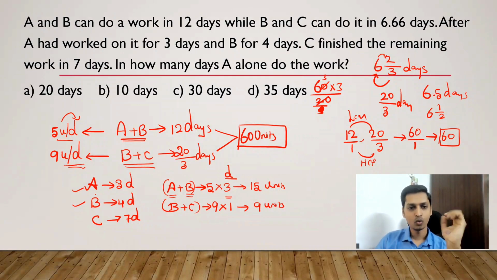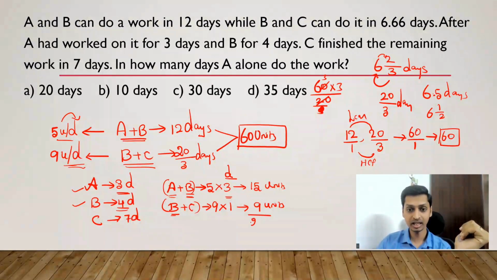Now A has worked for 3 days. B totally worked for 4 days, right? So B worked for 3 days here and B worked for 1 day here. So totally B worked for 4 days and A worked for 3 days. If they work like this, out of 60 units, how many units will they complete? 15 plus 9, 24 units they have completed, right?